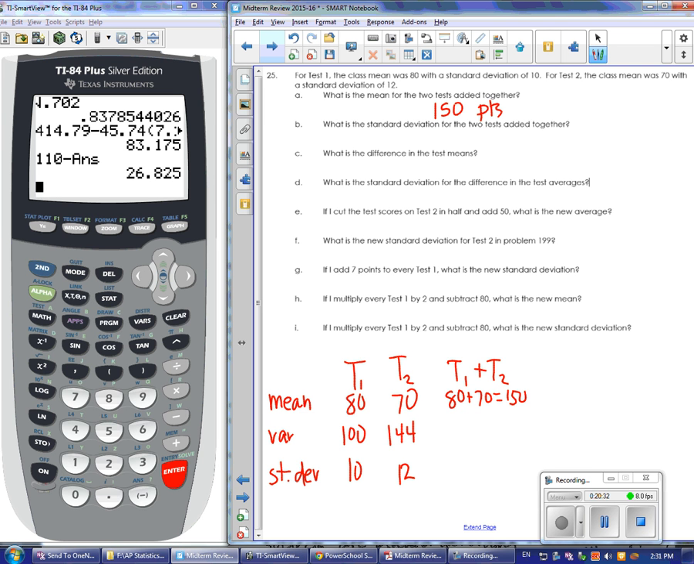In letter B, it says, what's the standard deviation for the two tests added together? Well, remember, we can't add the standard deviations. We have to work with the variances. So if I add my variances, I get 244. To get the standard deviation, I take the square root of that. And let's see, you should get 15.62.